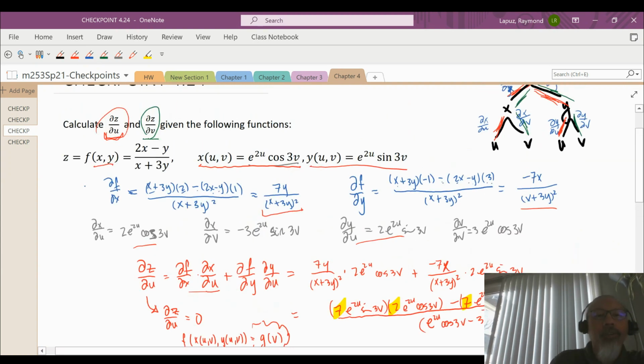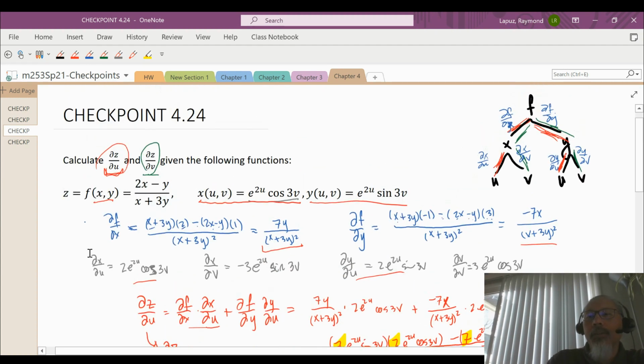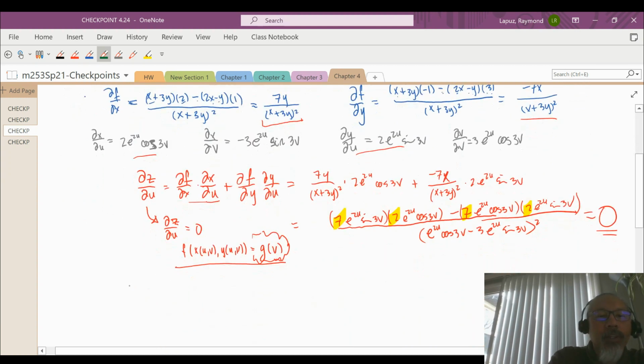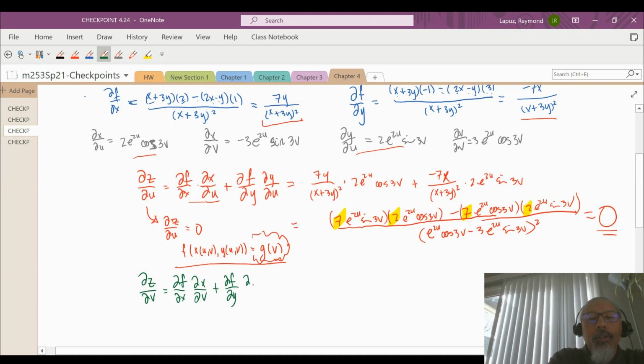That is the partial derivative of z with respect to v. And the partial derivative of z with respect to v is almost the same, except the paths will go down to v instead of u. Okay, so let's set up our formula for that. dz dv will be the partial of f with respect to x times the partial of x with respect to v plus the partial of f with respect to y times the partial of y with respect to v.